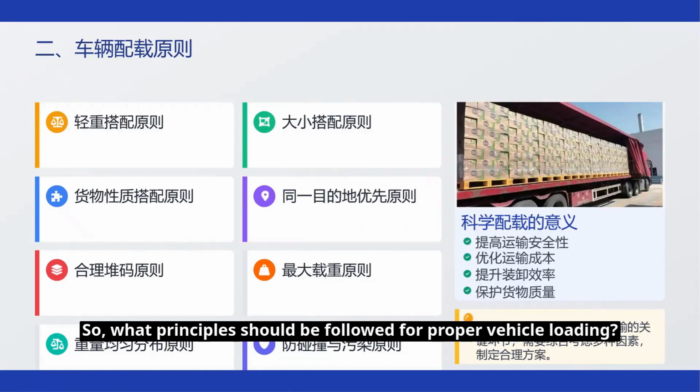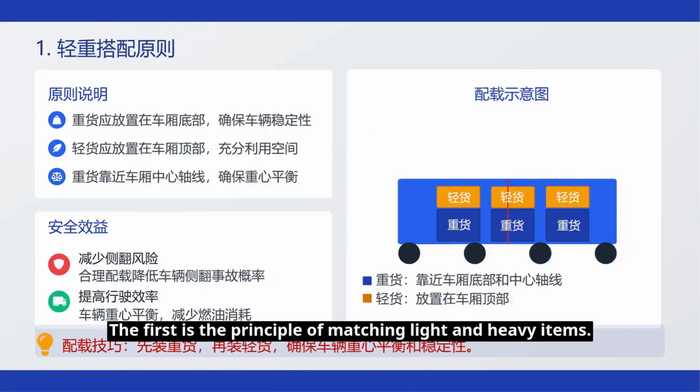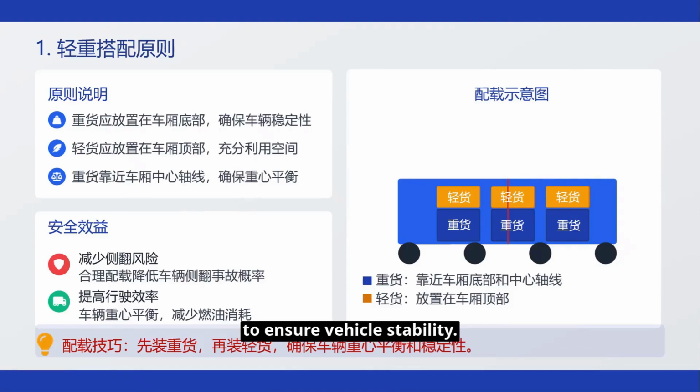So, what principles should be followed for proper vehicle loading? Next, we will learn these 8 loading principles in detail. The first is the principle of matching light and heavy items. Heavy goods should be placed at the bottom of the carriage to ensure vehicle stability. Light goods should be placed on top, making full use of space.